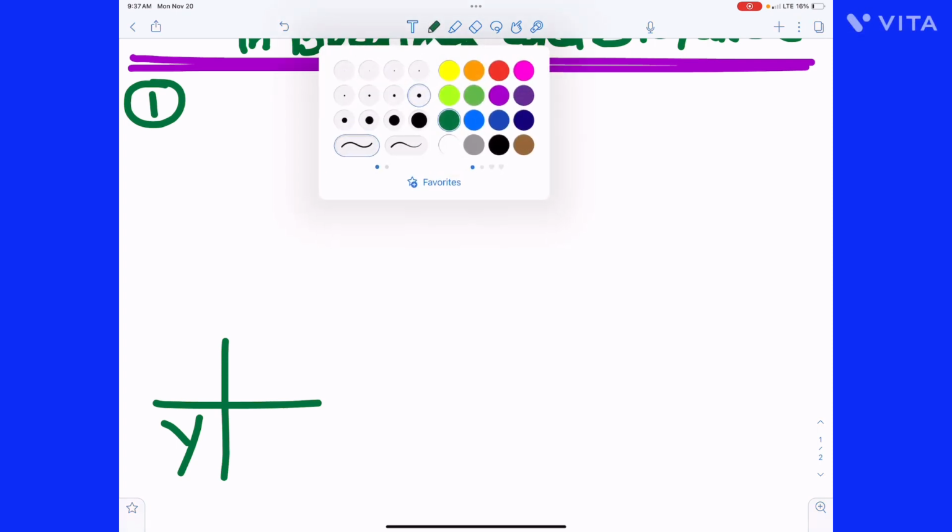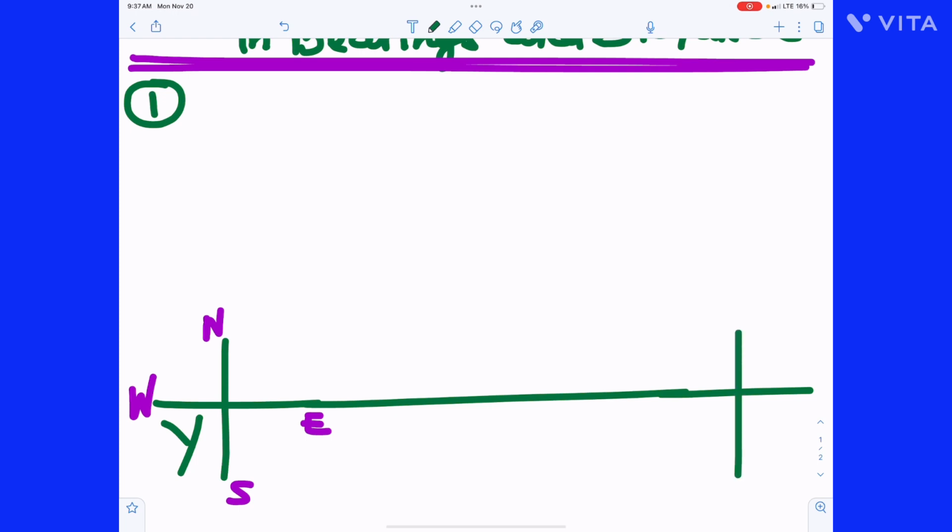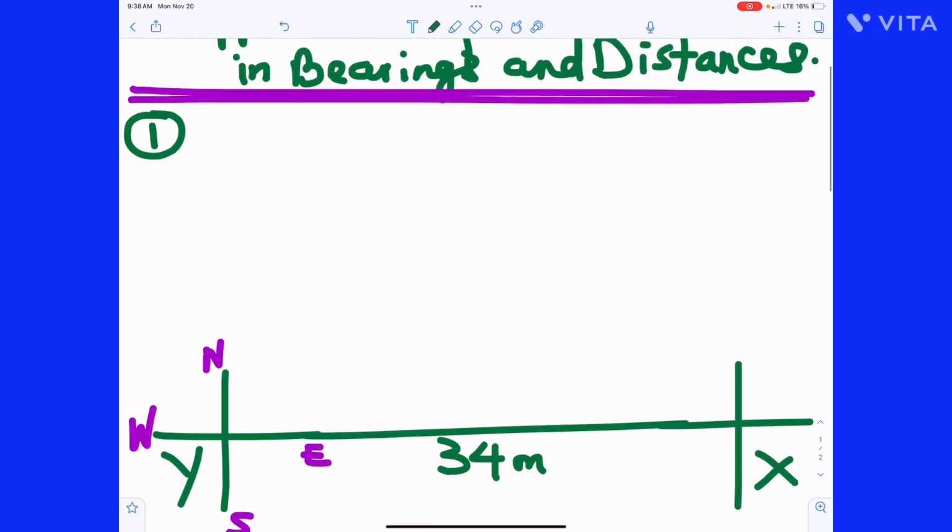The first thing we have to draw is our Y, with north, east, south, west of Y. Now it says that point X is due east of Y, so the line will go this way, and this is where X should be. X is due east of Y, meaning this distance to the east of Y will be 34 meters long. It now says that there's a flagpole which is on a bearing of north 18 degrees west of X.